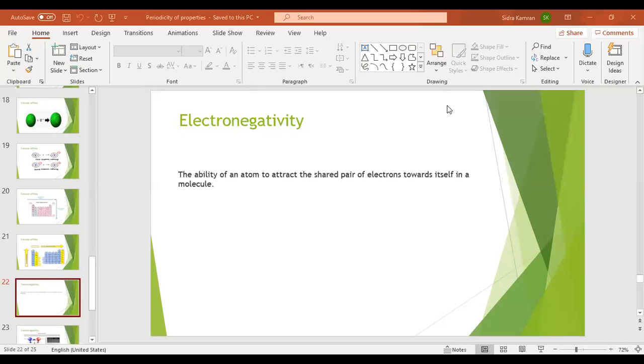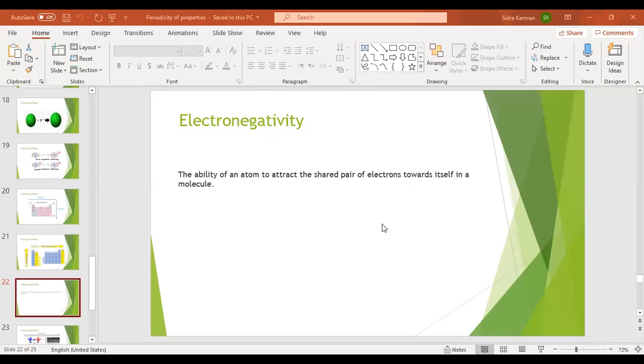Next, periodicity is about electronegativity in the periodic table. What is electronegativity? The ability of an atom to attract the shared pair of electrons towards itself in a molecule is called electronegativity.